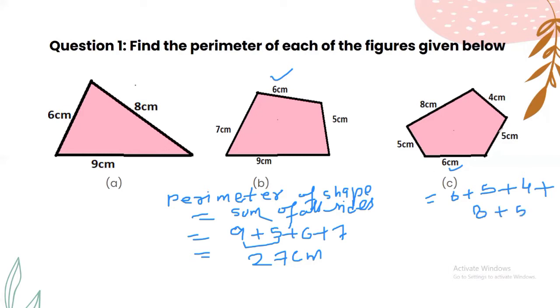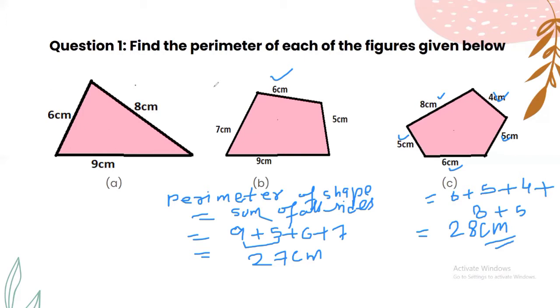How many sides? 1, 2, 3, 4 and 5. Each value is written here. Now you need to add these. 6 plus 5 will be 11, 11 plus 4 will be 15, 15 and 8 will be 23, 23 and 5 will be 28. So the answer will be 28 centimeter. You need to write the unit also. So this is the perimeter of that particular figure.